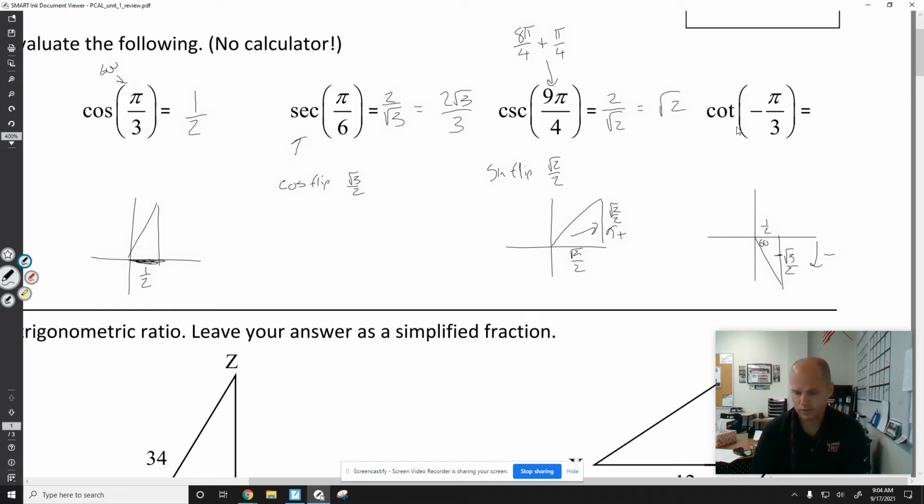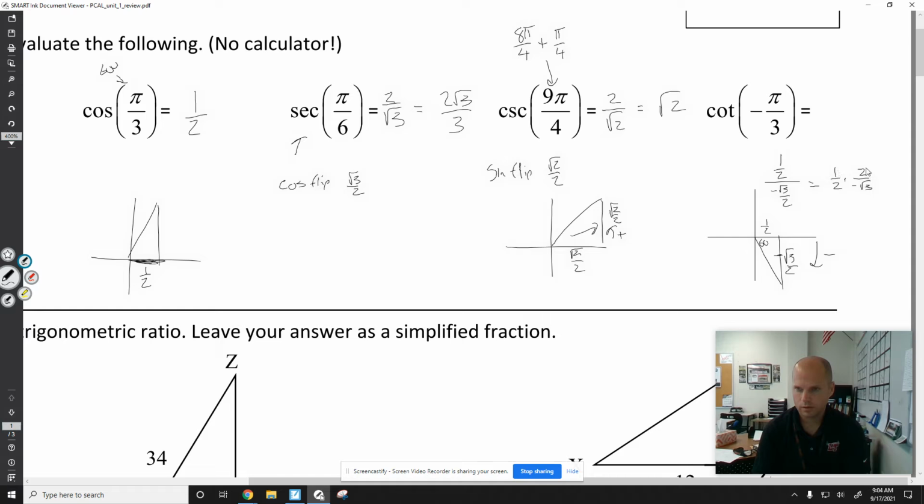Cotangent is the reciprocal of tangent. You could find tangent and then flip it. Or you could just know that tangent in SOHCAHTOA is opposite over adjacent. Cotangent's got to be adjacent over opposite. So I'm going to do adjacent, which is the 1/2, over opposite. Keep the top, flip the bottom.